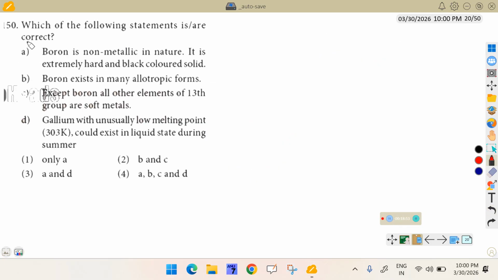Which of the following statements are correct? Boron is non-metallic in nature. It is an extremely hard and black colored solid. Correct. Boron exists in many allotropic forms. Correct. Except boron, all other elements of group 13 are soft metals. Correct. Gallium, with an unusually low melting point, could exist in liquid state during summer. Correct. That's the reason gallium is called summer liquid. So all the statements are correct.